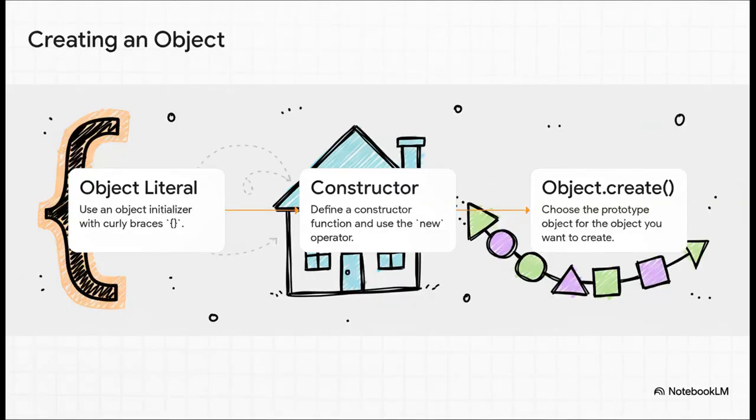Now, there are a few ways to build one. The one you'll see everywhere is the object literal, just using curly braces. It's clean, it's simple. You can also use a constructor function with the new keyword, or even Object.create when you need really fine-grained control over its inheritance.